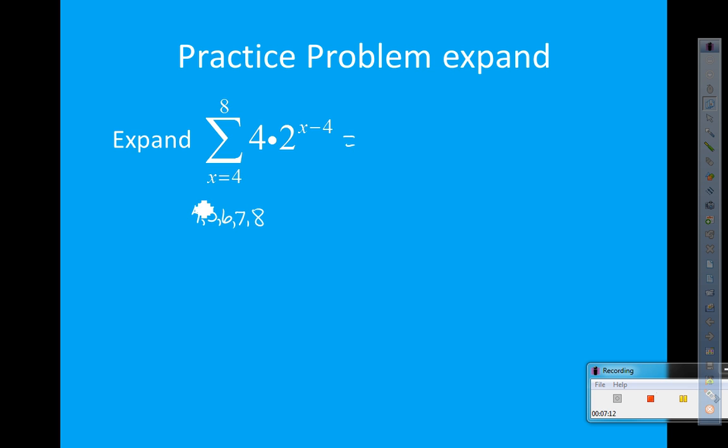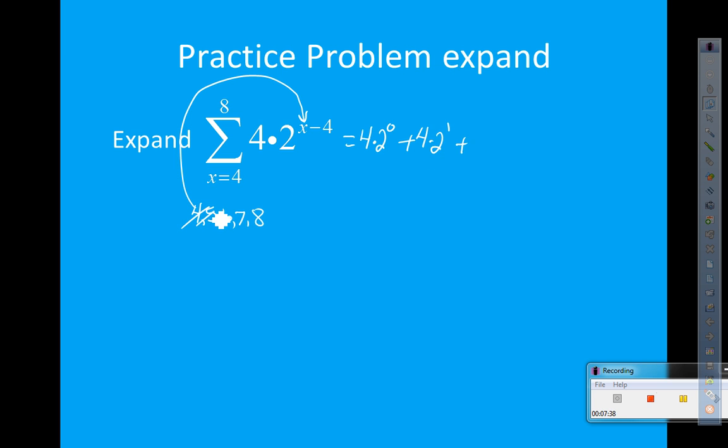I'm going to plug in a 4 right here. 4 minus 4 is 0. So here's what we need to do. This becomes 4 times 2 to the 0. Don't call that 8 to the 0. Plus, I've used a 4. Now if I plug in a 5, 5 minus 4 is 1. So this becomes 4 times 2 to the first.